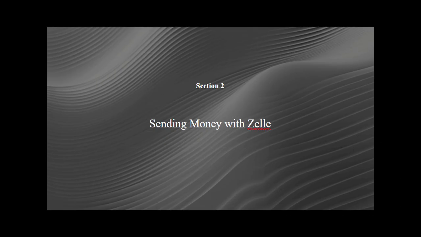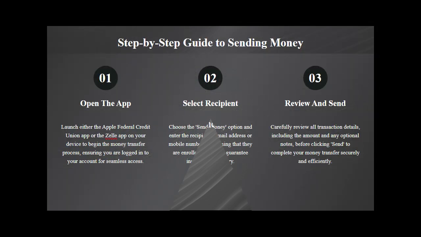Now there are some easy steps for sending money with Zelle. First of all, open the Apple Federal Credit Union app or the Zelle app, and then navigate to the Zelle features, and then select the option to send money and enter the recipient details like email address or mobile number, and of course that person has to be enrolled in Zelle.